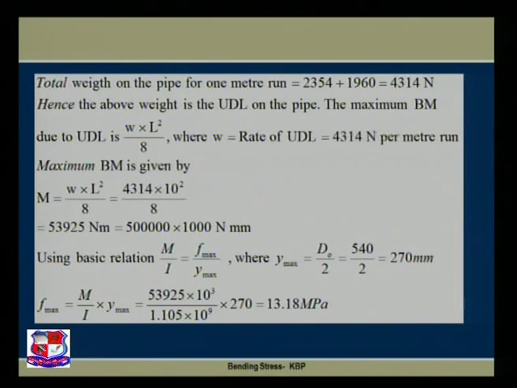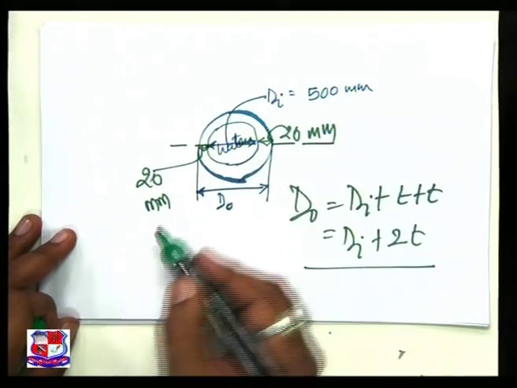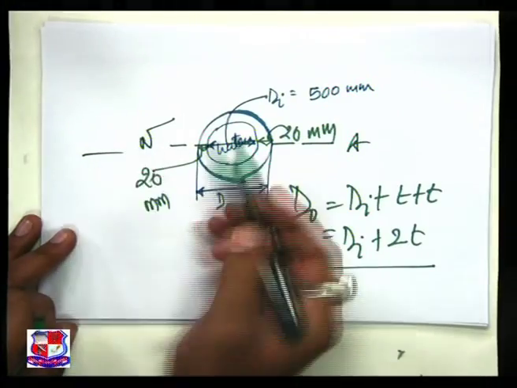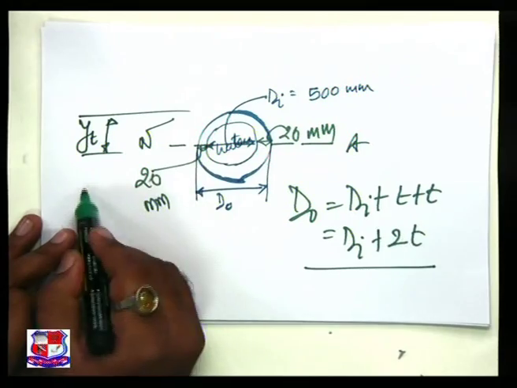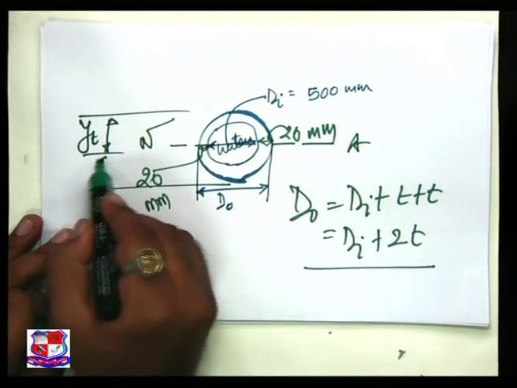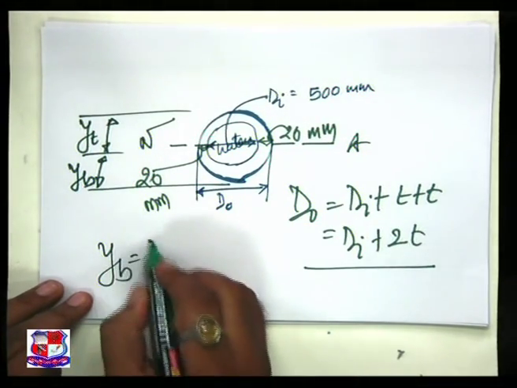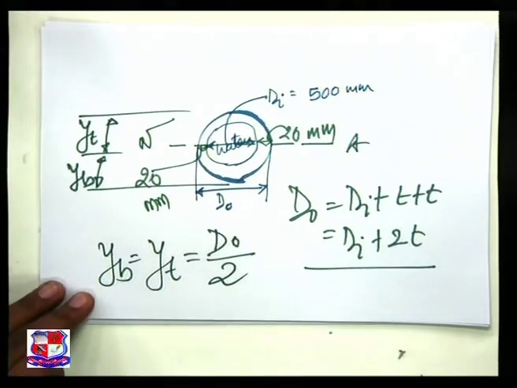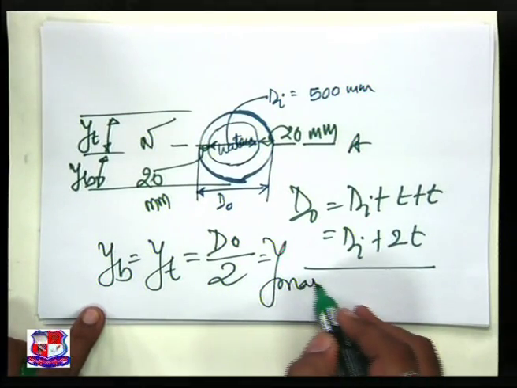Please refer to the figure over here on this particular tabletop. This is our neutral axis. Then this is YT, this is YB, and as it is symmetrical, YB is equal to YT is equal to DO by 2, and that is our Y maximum.